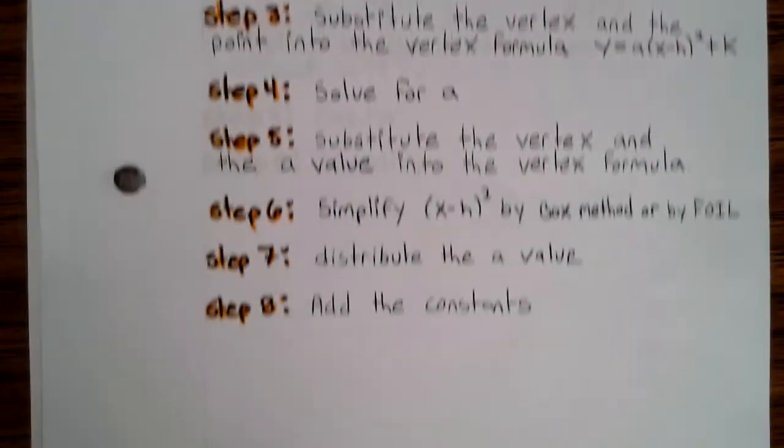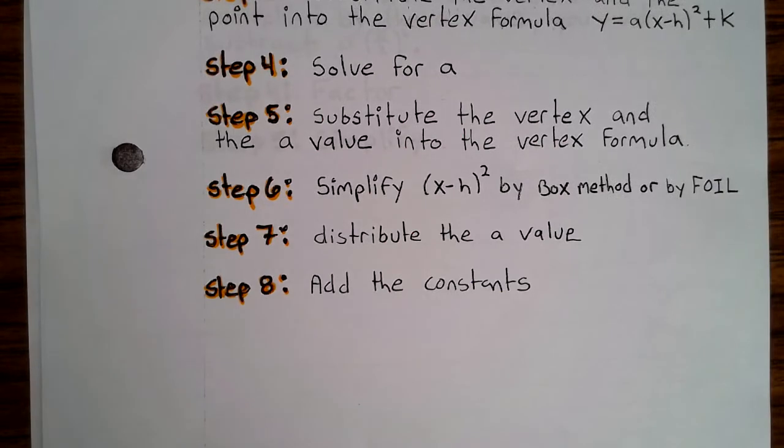Step 5, substitute the vertex and the a value into the vertex formula. Step 6, simplify x minus h squared by box method or by FOIL. Step 7, distribute the a value. Step 8, add the constants.